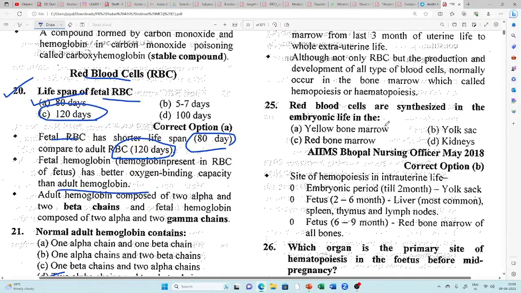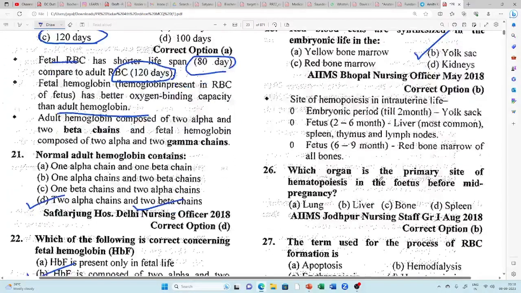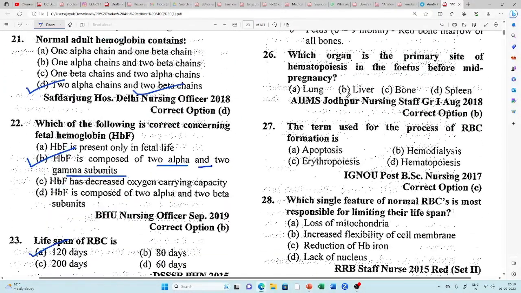Okay. Red blood cells are synthesized in embryonic life. In embryonic life, RBC is formed from the yolk sac. Which organ is the primary site of hematopoiesis in the fetus before mid-pregnancy? That means the first trimester and all. What is the primary site for hematopoiesis? That is the liver. The liver is the primary site for the production of blood cells.